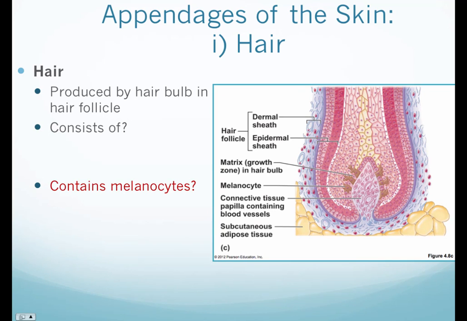Now looking at this hair, we produce hair by the hair bulb and the hair follicle. Okay, so here is our hair follicle. Here's our hair bulb. Right down over here. And why are they different? Well, here in our hair bulb, this is the mitotically active layer. So the innermost layer over here, this is the mitotically active layer.